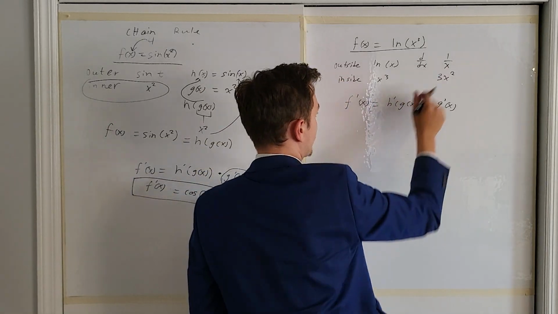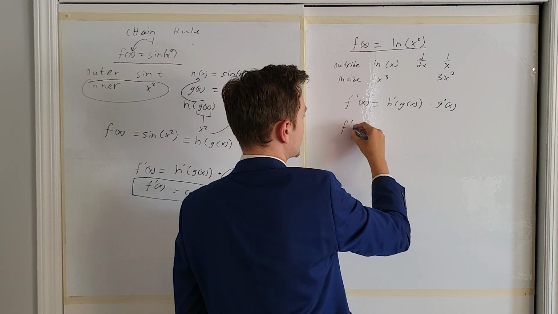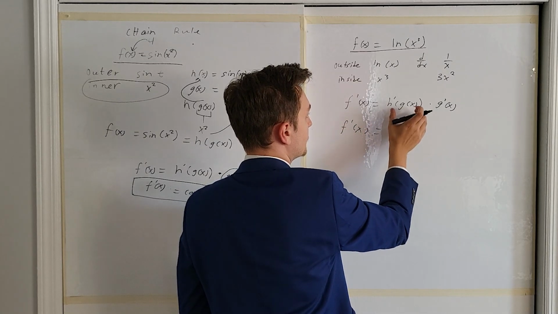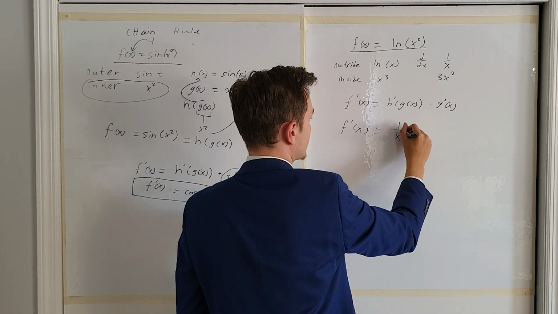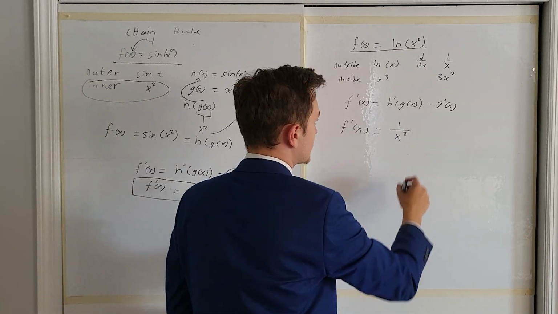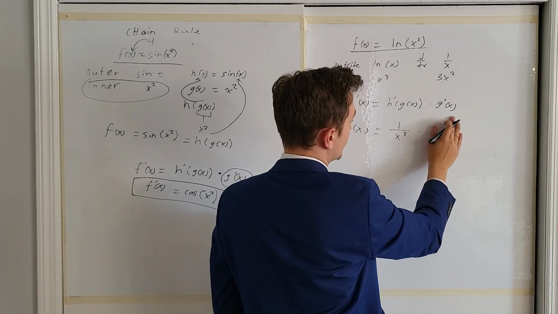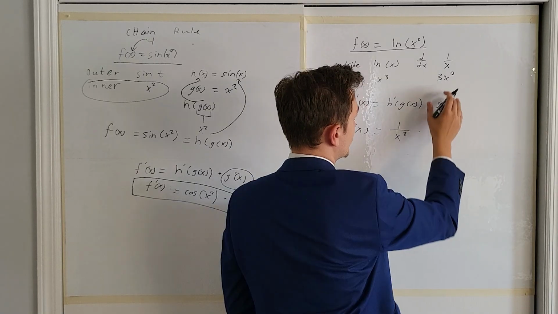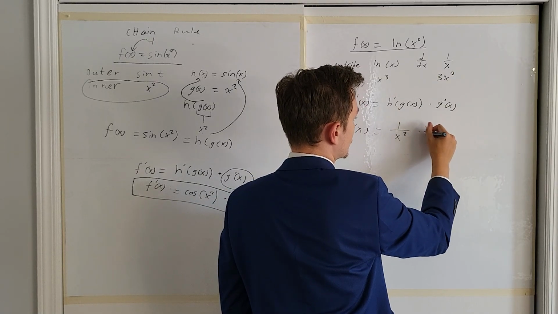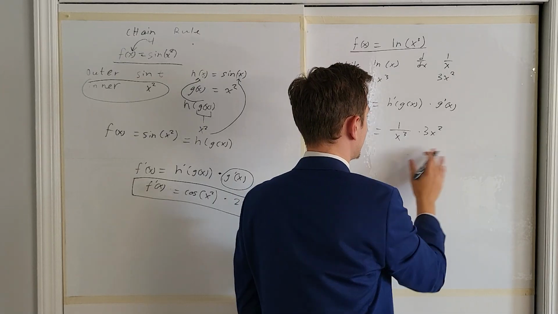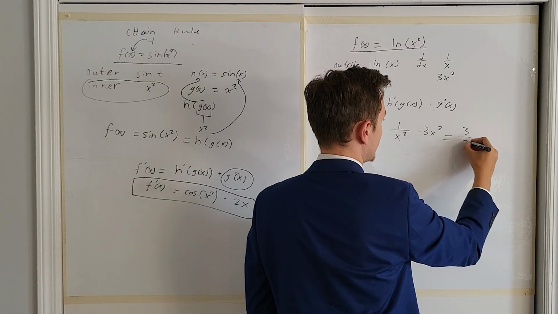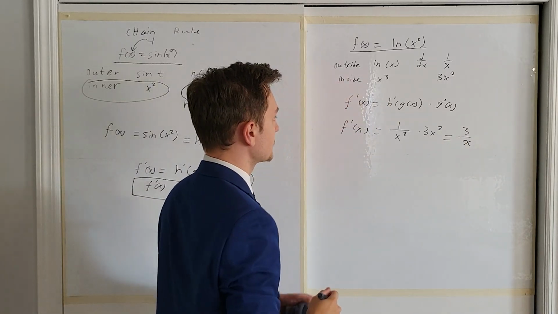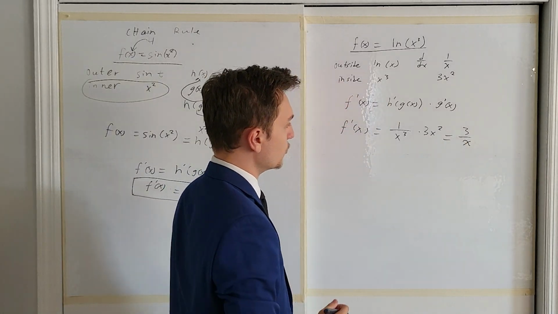So I know f prime of x equals h prime evaluated on the normal g of x. So it's going to be 1 over x to the third times the derivative of this guy, which, as we've calculated right here, is just 3x squared. And if we perform this multiplication out, you're going to see that our result is just 3 over x. Okay? That's kind of a cool answer.